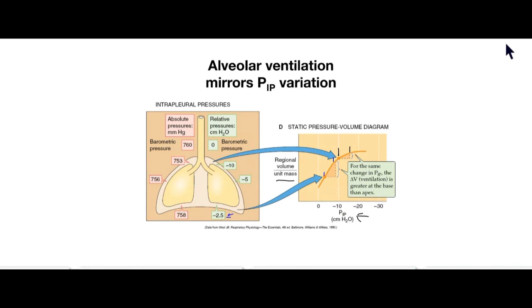A given change in intrapleural pressure can produce a much larger change in lung volume because of where it resides on this curve. So looking at a static pressure volume diagram, the base of your lung is more compliant than the apex, because the apex at rest is typically more inflated.